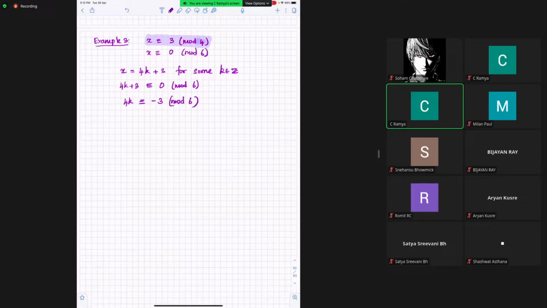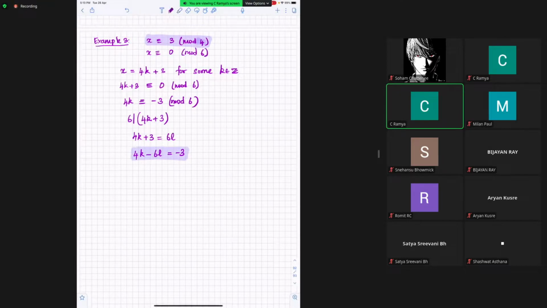Okay. So now what does this mean? This means that 6 divides 4k plus 3. Or in other words, 4k plus 3 is equal to 6 times L. So 4k minus 6L is equal to minus 3. So this is a linear equation. It has integer coefficients, and we are looking at integer solutions for this equation. So does this equation have a solution?